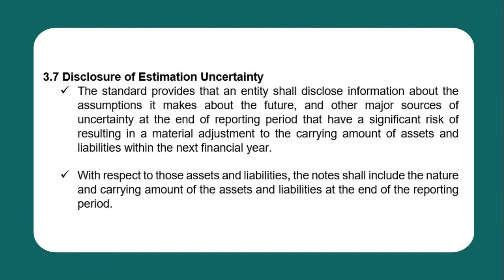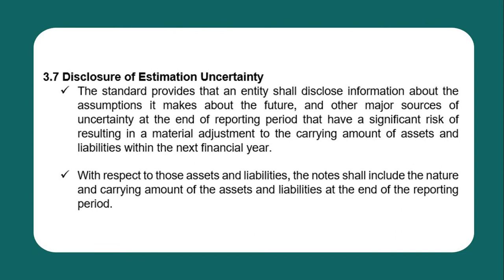Disclosure of estimation uncertainties. Okay, those are the contingencies. Examples of contingencies. The standard provides that an entity shall disclose information about the assumptions it makes about the future and other major sources of uncertainty at the end of the reporting period that have a significant risk of resulting in a material adjustment to the carrying amount of assets and liabilities within the next financial year.